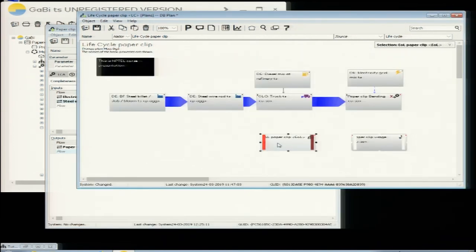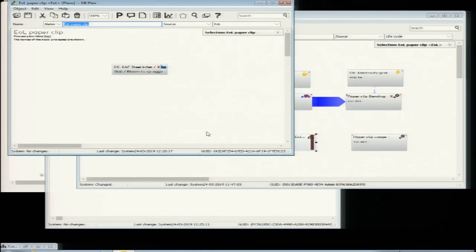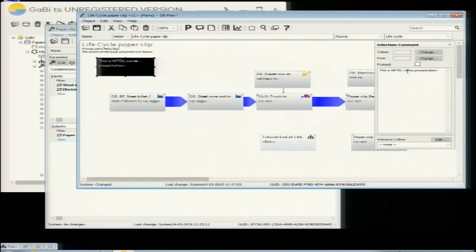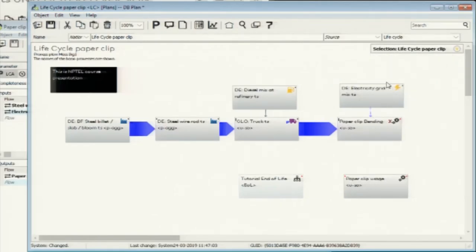Okay, this EOL, I'm just making the names what were given in the tutorial that we have. So this is tutorial end of life. End of life, save. So this is the error in here, course spelling.